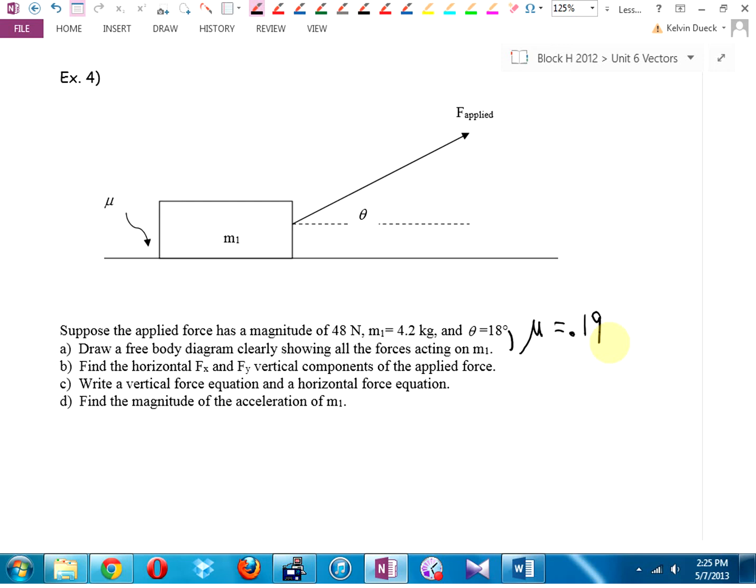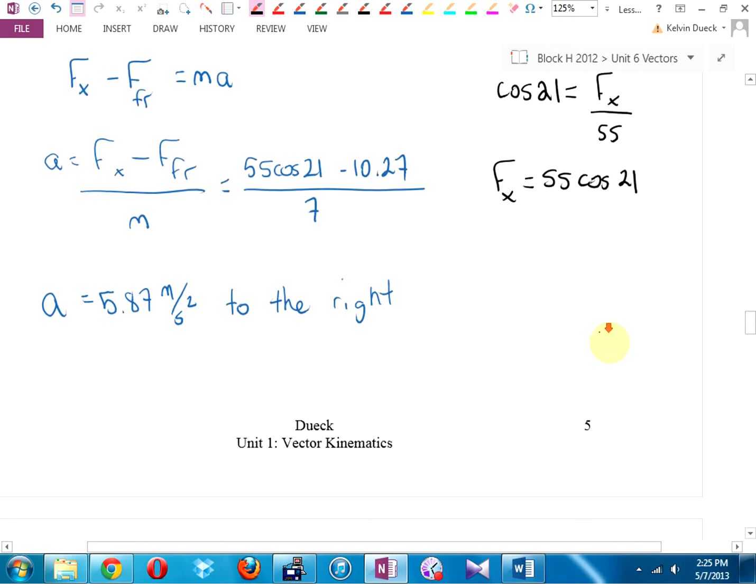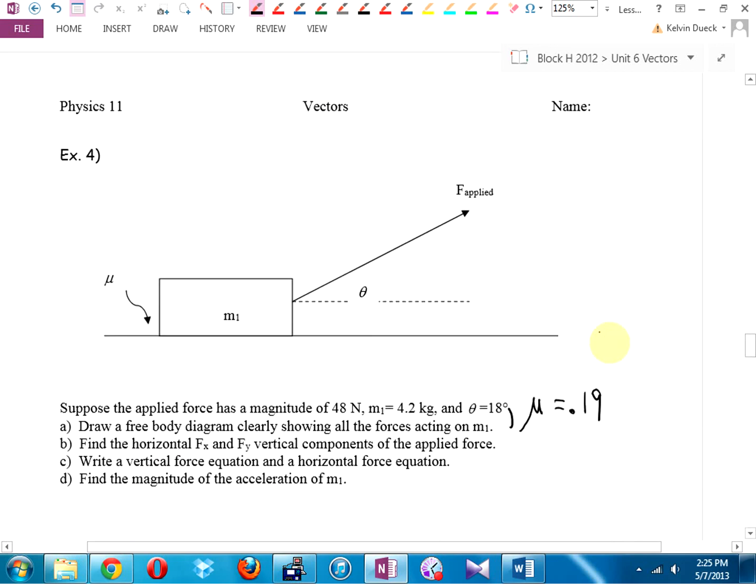Okay. What does A say? TJ, can you read the instructions for A? Draw a free-body diagram clearly showing all the forces acting on M1. It's going to be really, really similar to this one. What does B want me to find, Kelly? Find the horizontal and vertical components. We did it step by step when we needed to, or you could have found them both at the beginning.